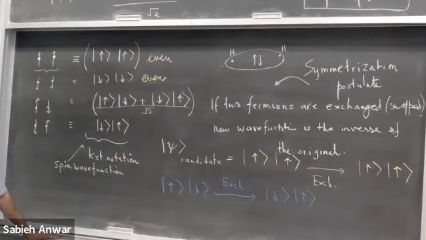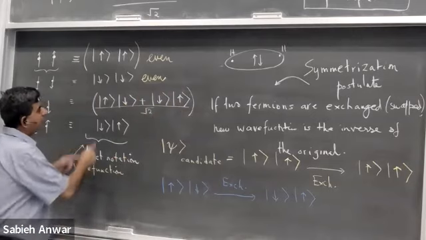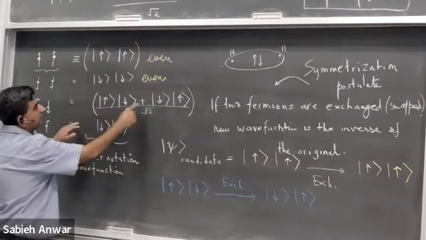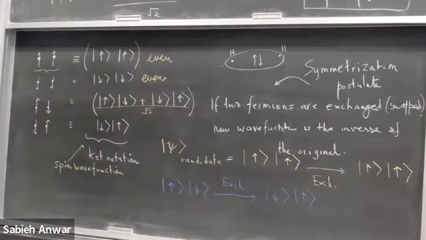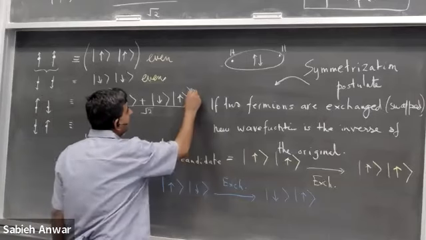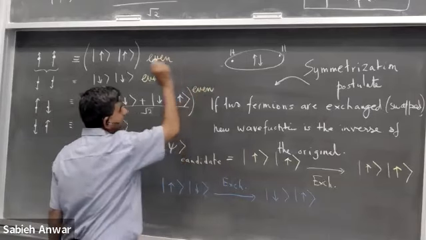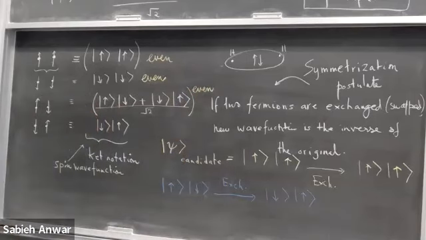It's even. So if I swap this, this becomes down, up, up, down, which is the same as the original. So this is an example of an even wave function. What about this spin wave function? Is this even or odd? The last one. It's neither.